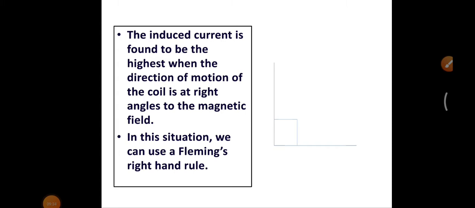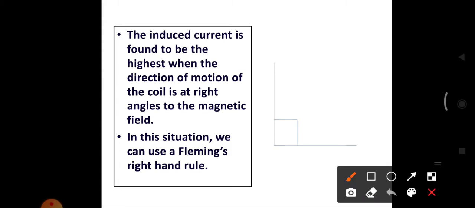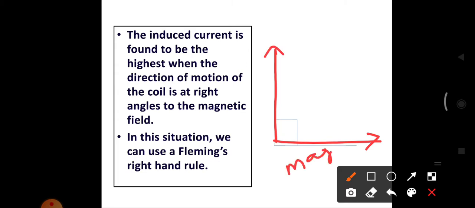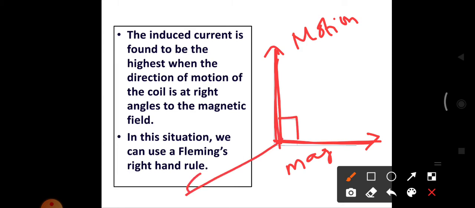The induced current is found to be highest when the direction of motion of the coil is at right angle to the magnetic field. When the motion of the conductor is at right angle to the magnetic field, this is the magnetic field direction and this is the motion of the conductor direction. When the motion of the conductor and the magnetic field are perpendicular to each other, the induced current has the highest value. This is a very important one mark.